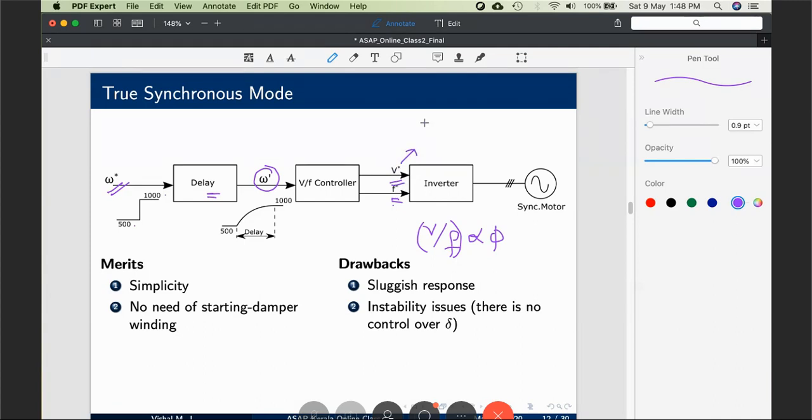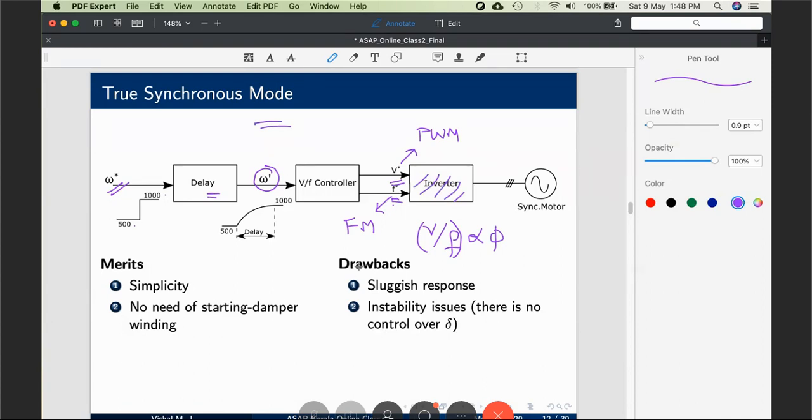How does the inverter change the voltage? Pulse width modulation. And how does the inverter change the frequency? Frequency modulation. Thus, with an inverter, you will be able to change the voltage as well as frequency and pass it on to the three-phase synchronous motor. This is how a true synchronous mode of operation works. All you need is a simple inverter.